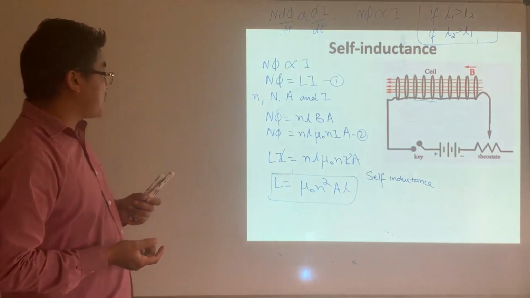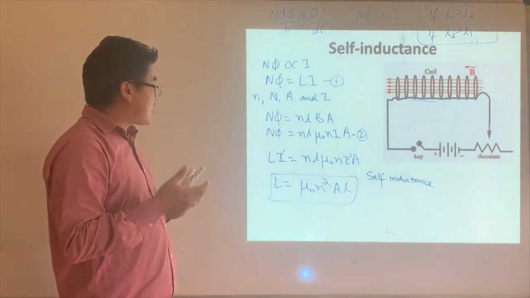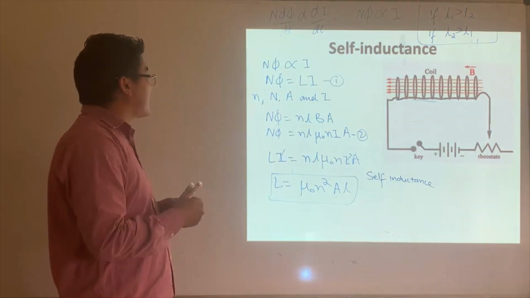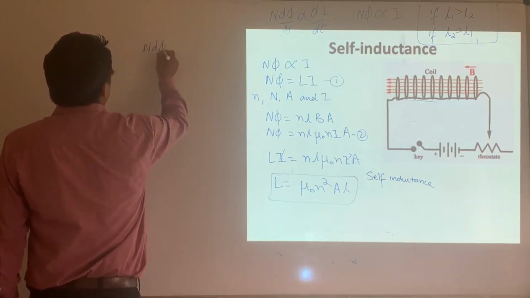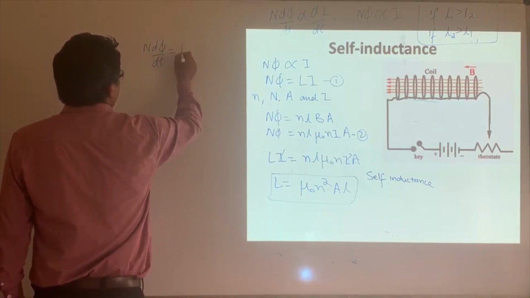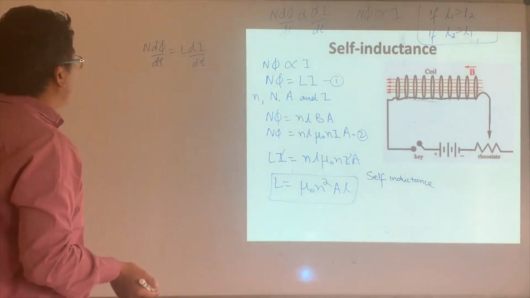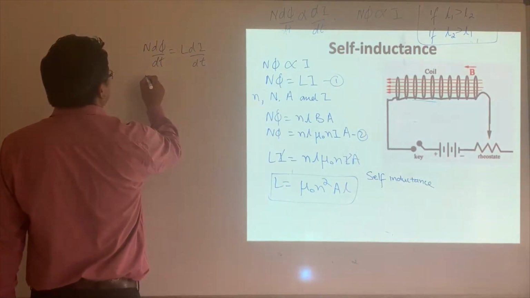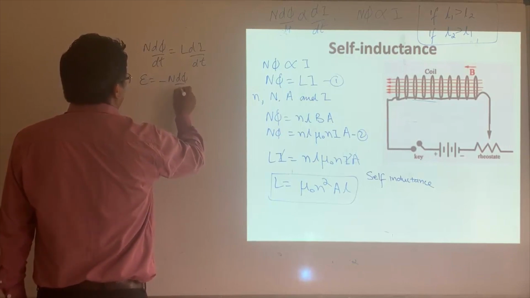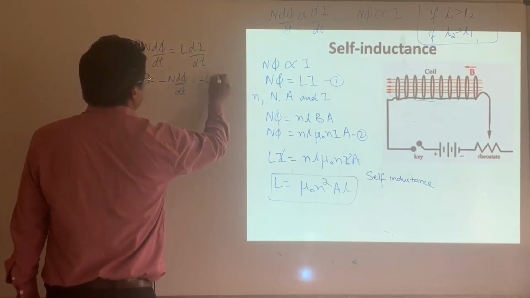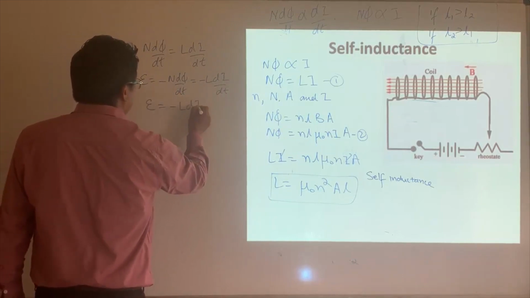Now what about if I change the current in the one coil itself? Then there will be an induced EMF, right? So therefore the flux is L I, and differentiating, this is going to be L di by dt, and this is equal to minus N d phi by dt, which is equal to minus L di by dt. So EMF induced is going to be minus L di by dt.